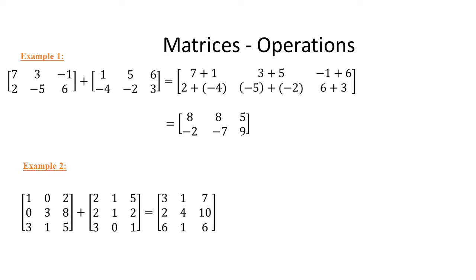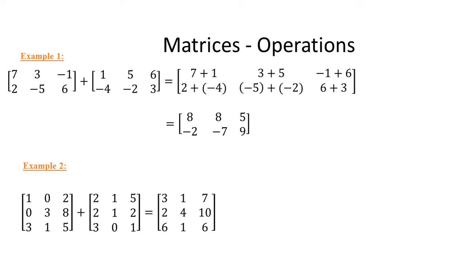Let us consider example number 1. Here we have two matrices and we have to add them. 7, 3, minus 1, 2, minus 5, 6, plus 1, 5, 6, minus 4, minus 2, 3. First of all, we look at the order. The order is the same. It has 2 rows and 3 columns, 2 rows and 3 columns. So now let us add the corresponding numbers.